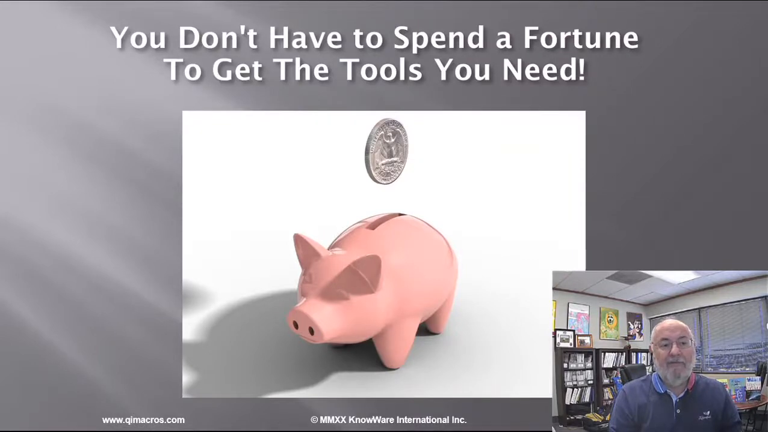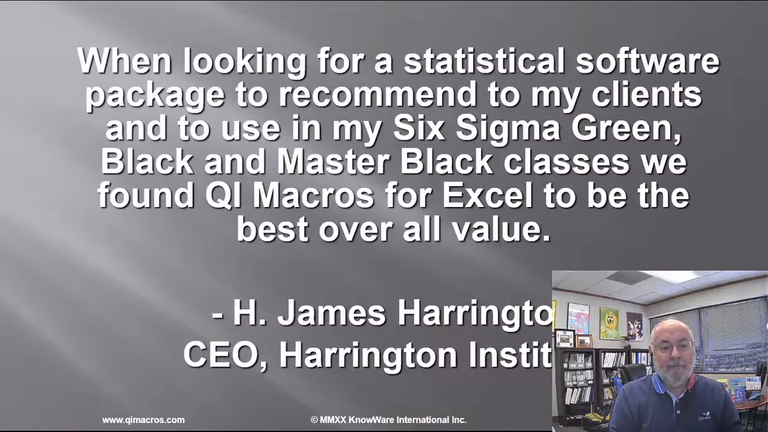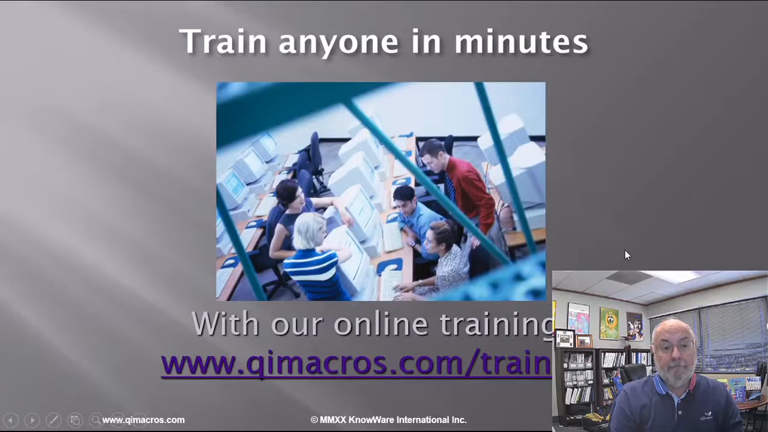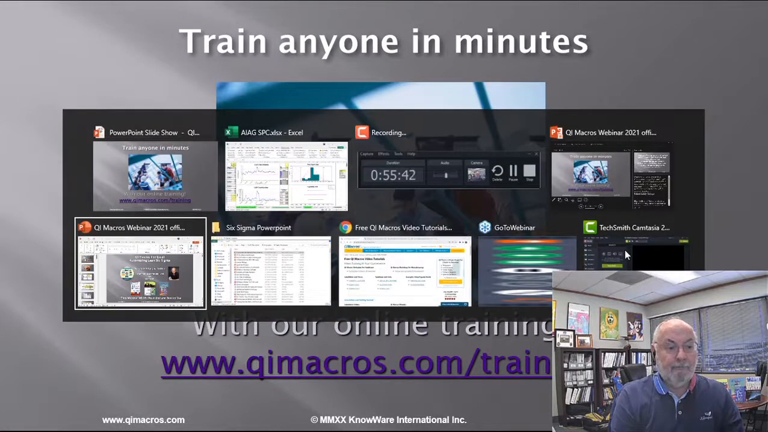And I don't want you to spend a fortune to get the tools you want. James Harrington, one of the gurus of Six Sigma, recommends it to all of his green belt, black belt, and master black belt classes because we are the best overall value. And you can train anyone in minutes.